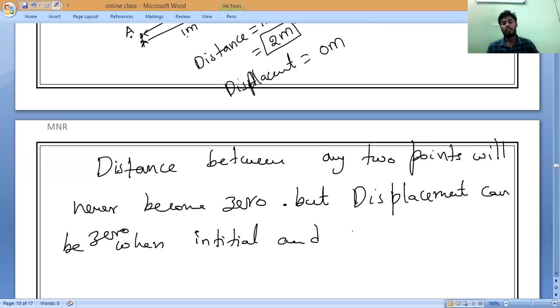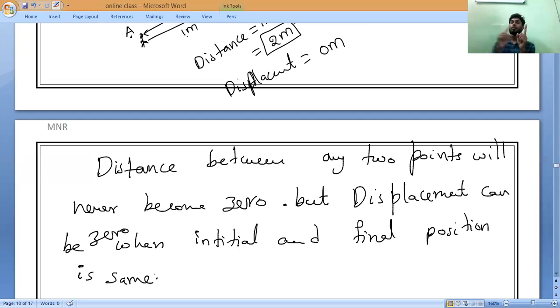Initial and final position is the same. Is it okay, everybody? That is what you have to remember. You are here, after going somewhere, again you reached here. So no distance is present between them, so the displacement between them is 0. That's all.